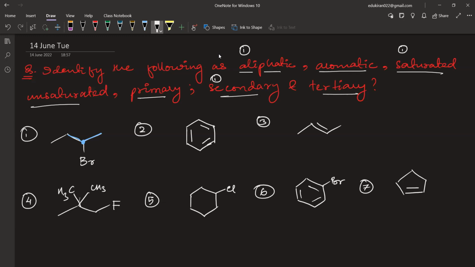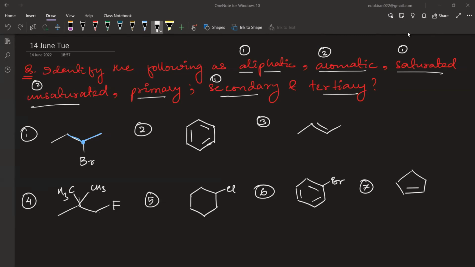Okay. For the second one, is it aliphatic? No. Is it aromatic? Yes. Is it saturated? No. Is it unsaturated? Yes. Okay. It will not be primary, secondary, or tertiary because we don't have any carbon which we can focus on, right? Yes, sir. Right. All of the carbons are same here.